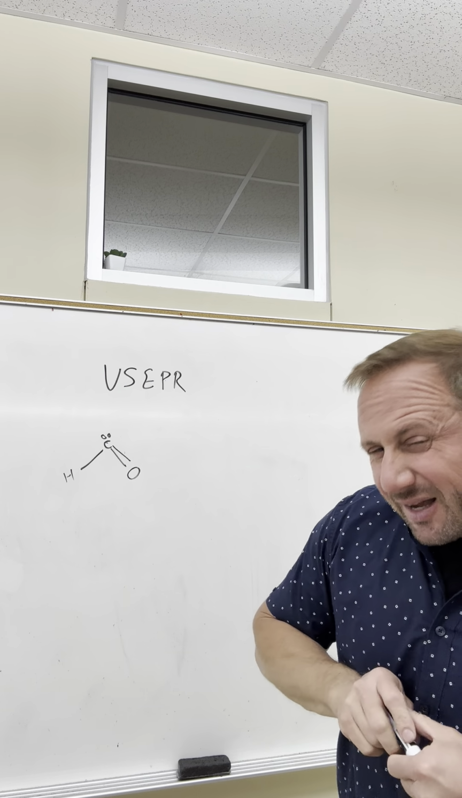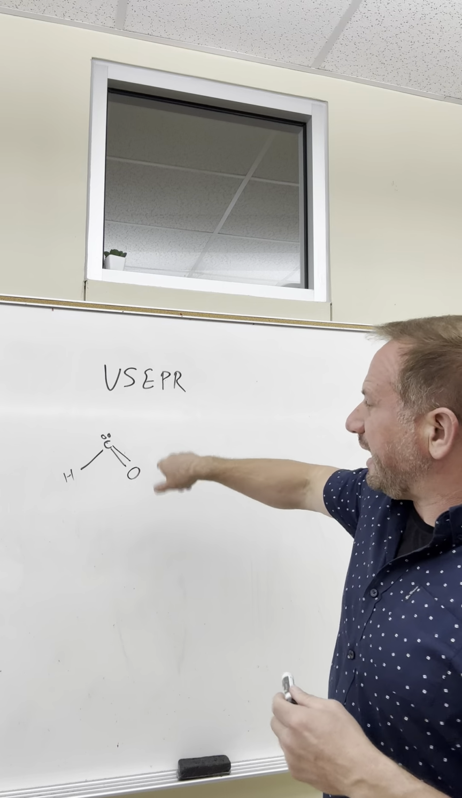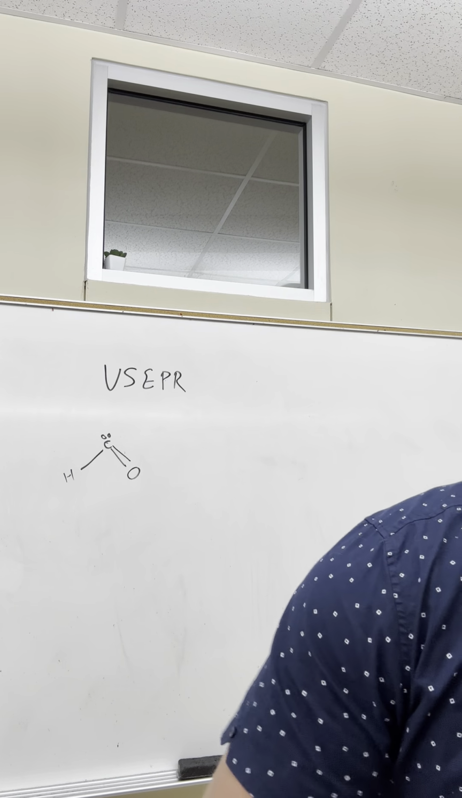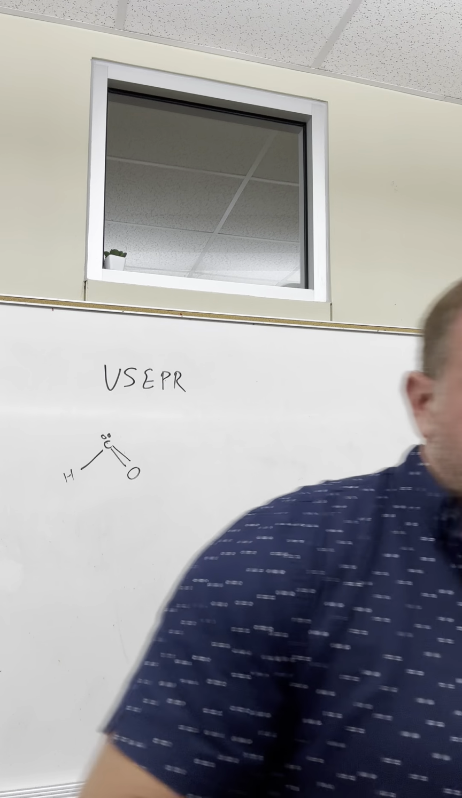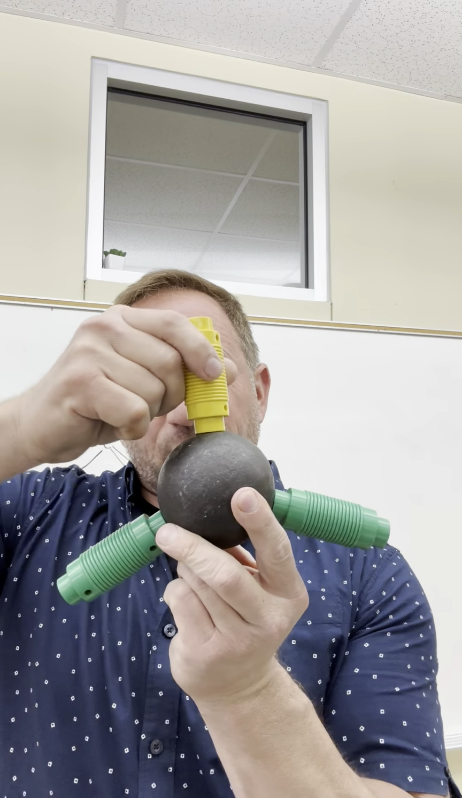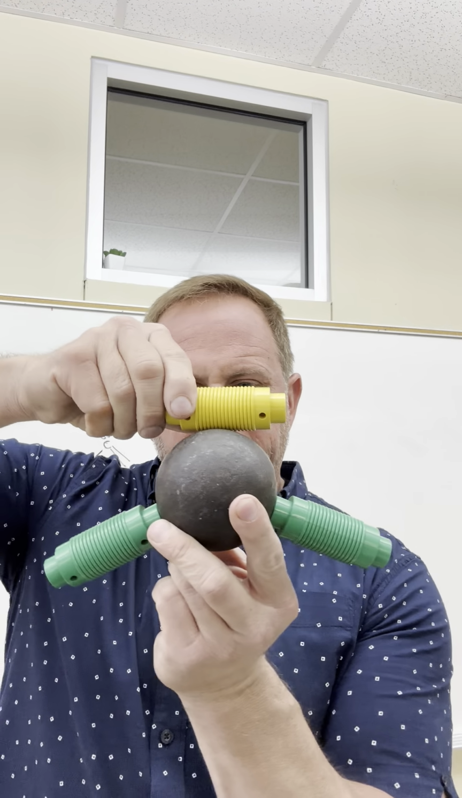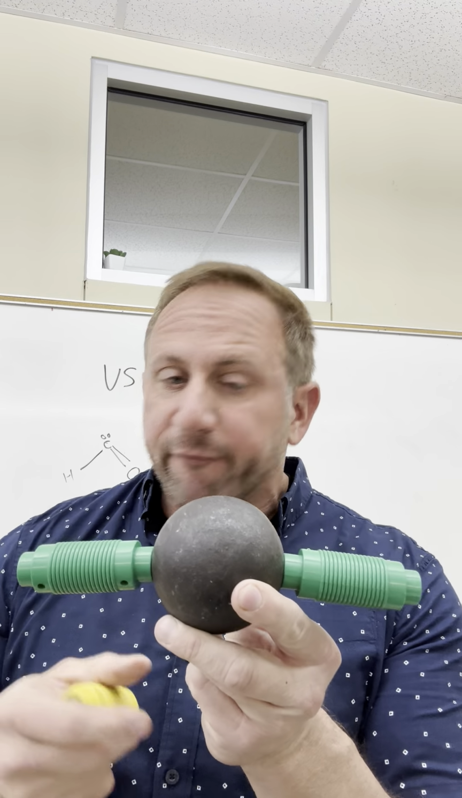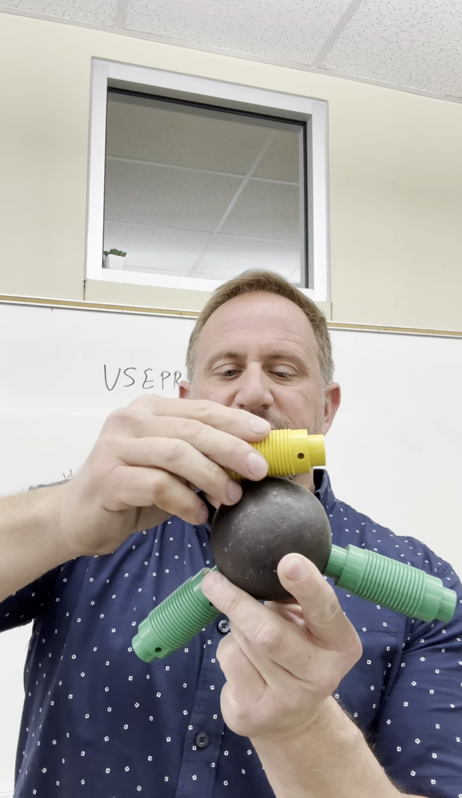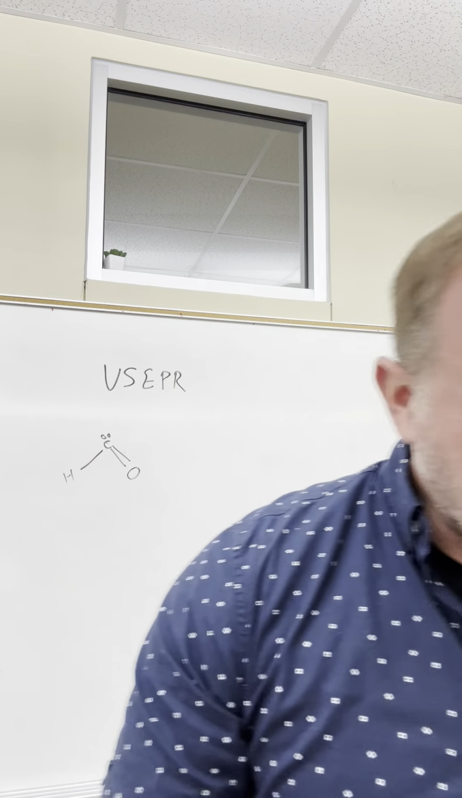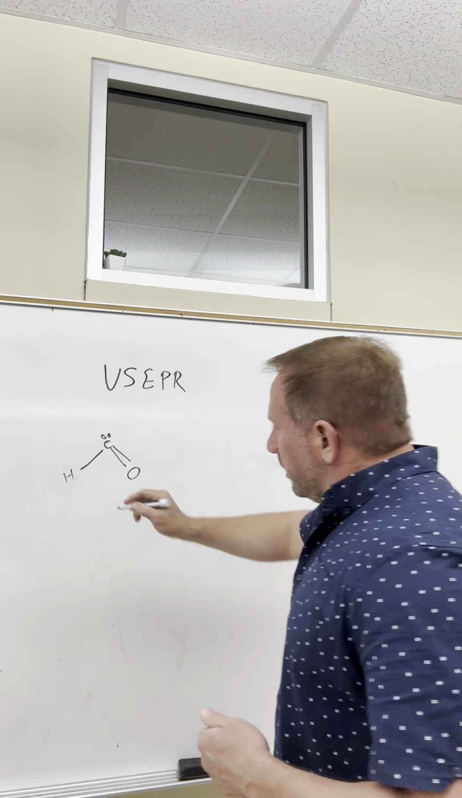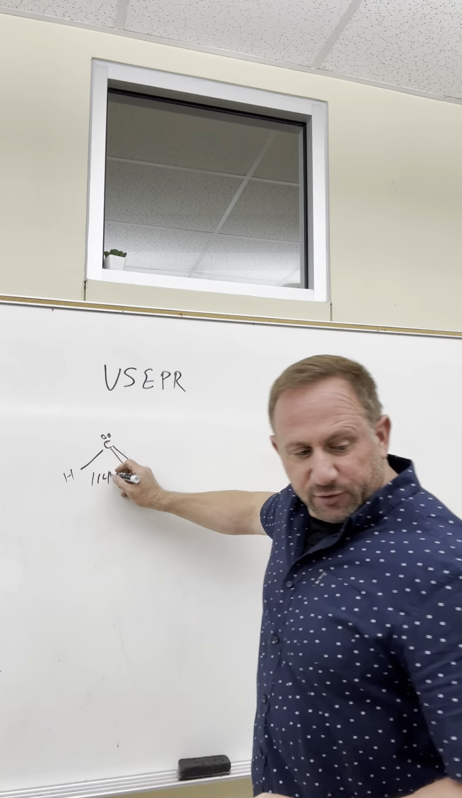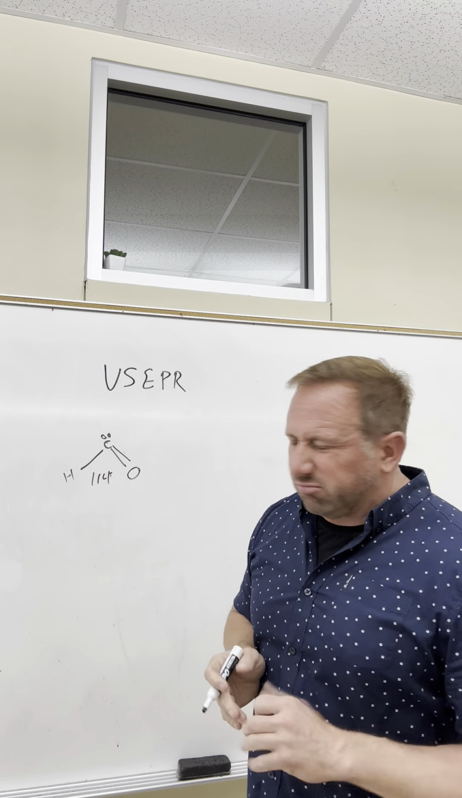If you have something like this, this would be a bent shape. So imagine if I take this and the yellow is just a lone pair. So it's just sitting like this, you can see the molecule's bent. It would be linear if it's just two, but this negative charge bends it. So that's a bent shape. And this is like a 114-degree bond angle, not really a big deal.